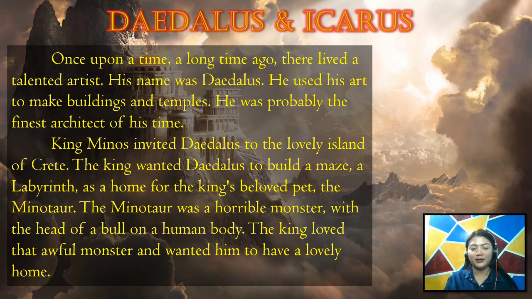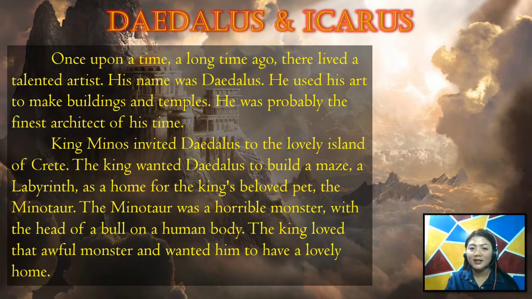Daedalus and Icarus. Once upon a time, a long time ago, there lived a talented artist. His name was Daedalus. He used his art to make buildings and temples. He was probably the finest architect of his time. King Minos invited Daedalus to the lovely island of Crete.